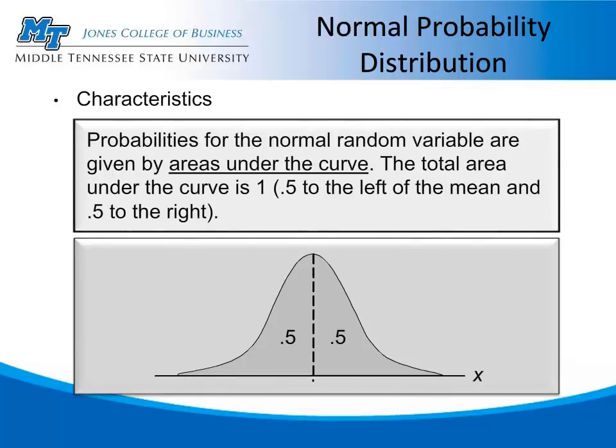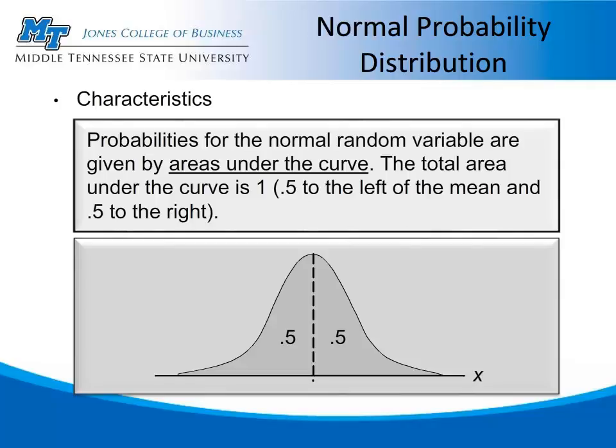Now regardless of what that standard deviation value is, no matter how tightly packed they are against the mean or how far they're spread out, it's always going to be true that half of the area under the curve is to the left of the mean and half of it's to the right of the mean. So the probability that you get a value that's larger than the mean is 0.5. The probability that you get a value smaller than the mean is 0.5.